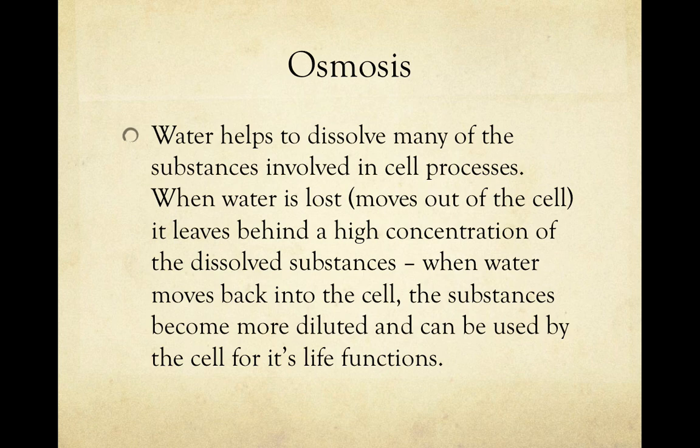So as the water passes through the membrane, the water has the ability to leave the membrane and is permeable, but the substances that are dissolved in water are sometimes impermeable, and they cannot leave. They cannot fit through and are not able to leave through the cell membrane. So this dissolved substance leaves a high concentration inside the cell. Now, when the water moves back into the cell, the substances become more diluted and can be used by the cell for its life's functions.